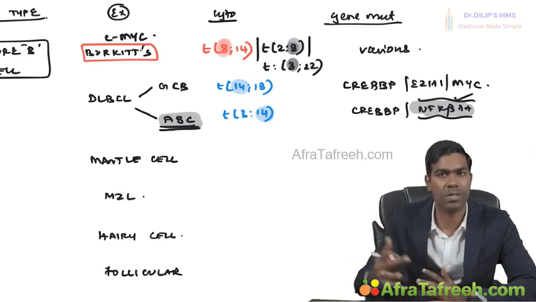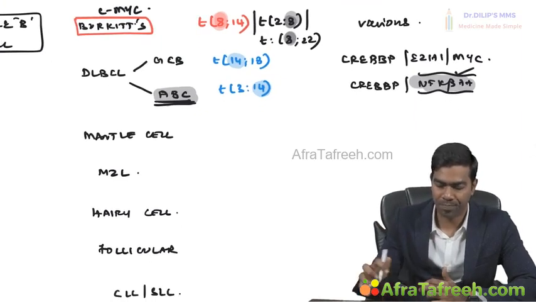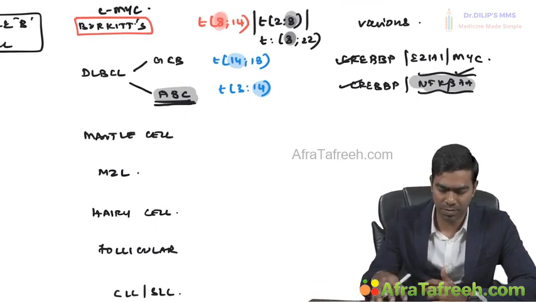So that's why in the activated B cell type, if you go and see in the B cell phase, I have told you it arises from the plasmablast. So NF-kappa B amplification is very important. And CREBBP is common between these two.